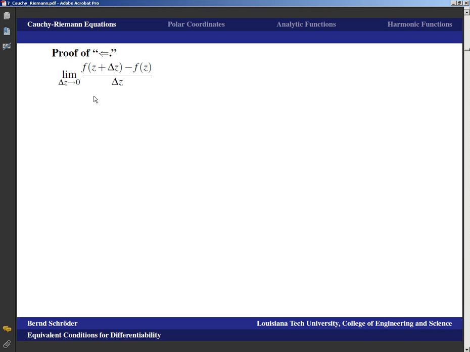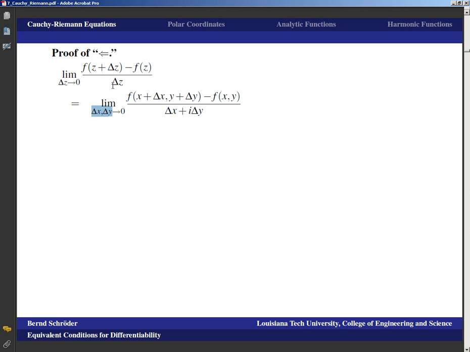I mean, if we want to prove that f is differentiable, it's natural to set up the difference quotient. And because all we have available are things that relate to u and v and to real variables, it's also natural to realize that with z being x plus iy, delta z would be delta x plus i delta y. And so delta z going to 0 is the same as delta x, delta y going to 0.